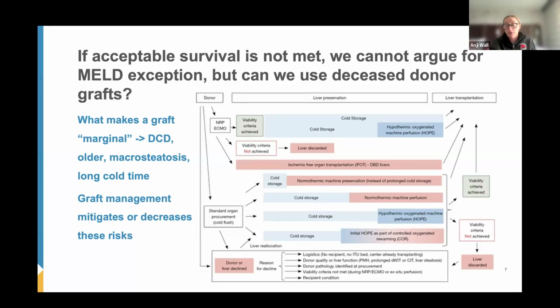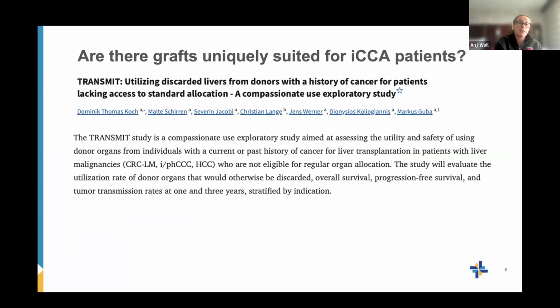Honestly, I haven't found those. Those grafts that are extended criteria can be used in patients who have decompensated cirrhosis for other reasons. And so I think you still have the competition issue in that there are many patients that will benefit from deceased donor grafts.